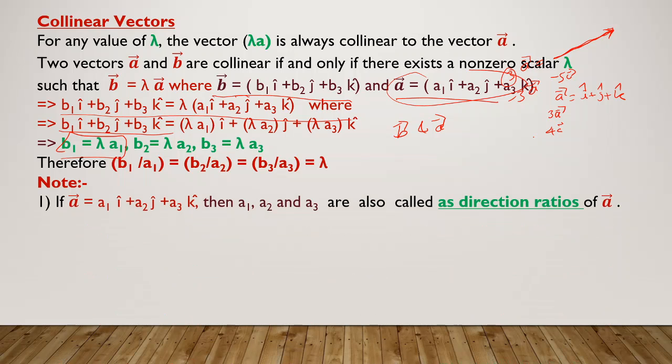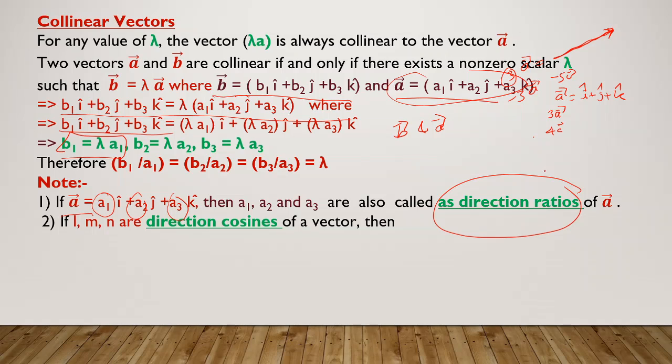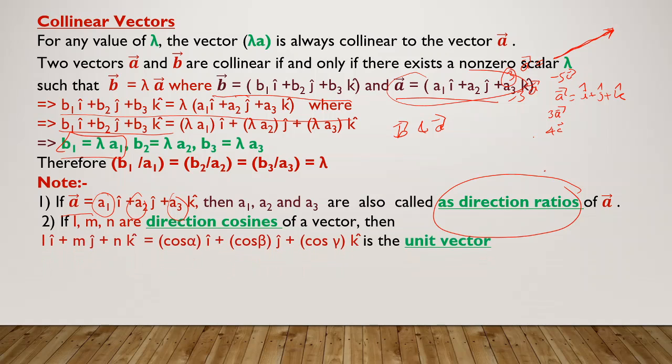So here is the note. See here vector A: as I always said, the coefficients of i, j and k can be called scalar components, as well as the direction ratios of the given vector A. Similarly, we know from the first video that l, m and n are known as direction cosines. So l i plus m j plus n k, I mean cos alpha i plus cos beta j plus cos gamma k, is a unit vector always.